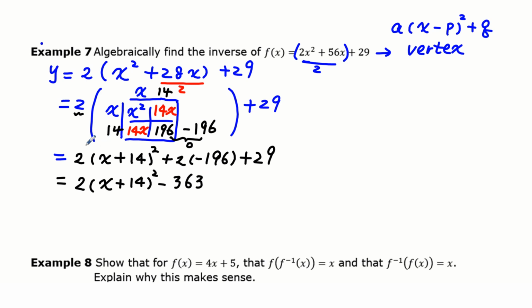So we have 2 bracket x plus 14 bracket squared, then multiplication first, then plus 29, you will have minus 363. So this one is y equals, and from here you will see this variable appears only once. So if we want to solve it, it will be easier. So we want to switch x and y now.